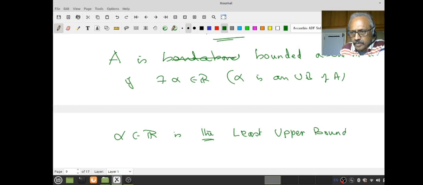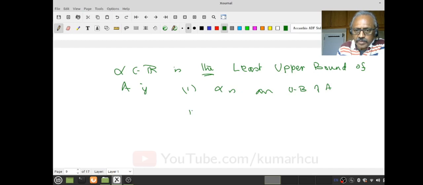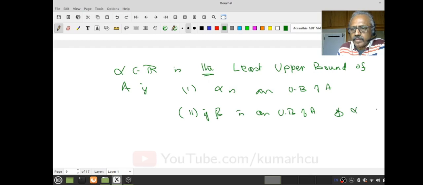Something like the shortest boy in the class means he must be a boy in the class and he must be the shortest among the boys. You understand? So least upper bound means alpha is an upper bound, and it's the least among upper bounds. That means if beta is an upper bound of A, then what should be the relation between alpha and beta? Alpha is the least among upper bounds, therefore alpha must be less than or equal to beta.